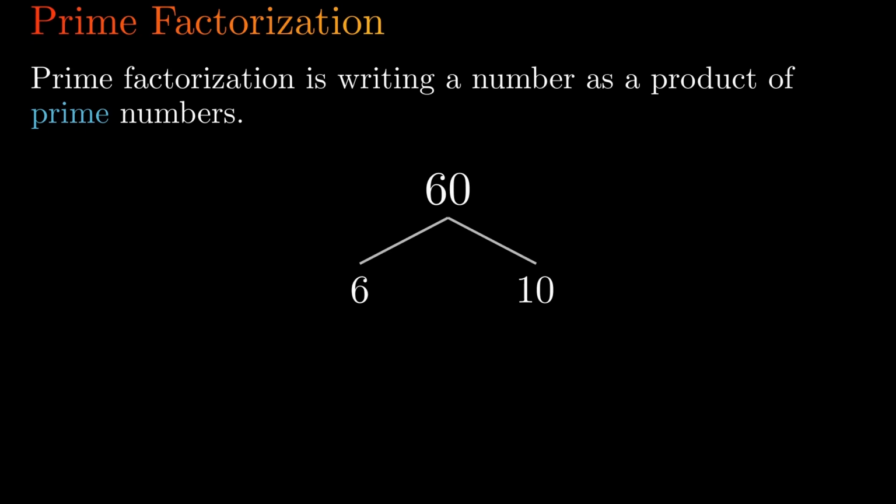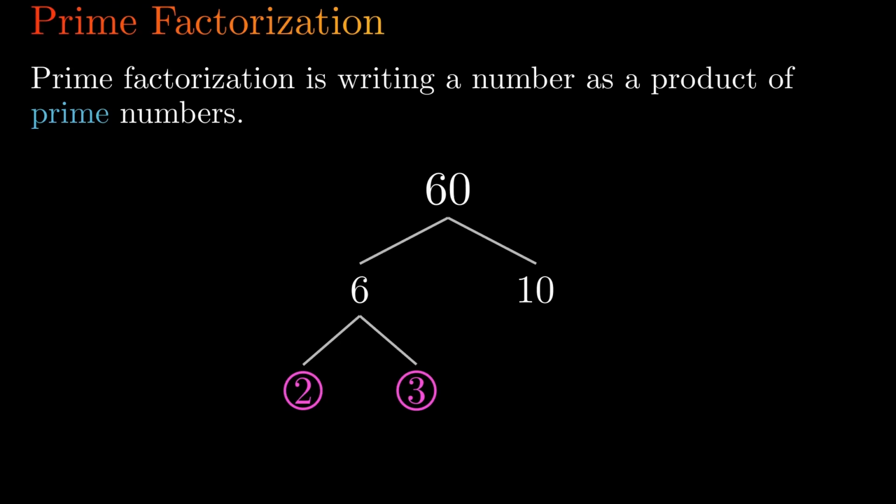Let's break down the 6. What two factors make 6? 2 times 3. Are 2 and 3 prime? Yes, they are. They are on our list. When we get to a prime number, that branch is dead, so we circle it.